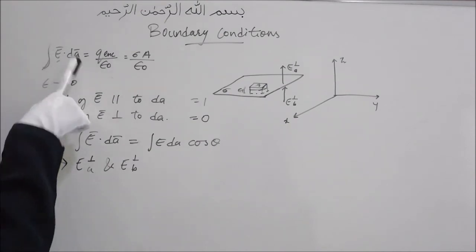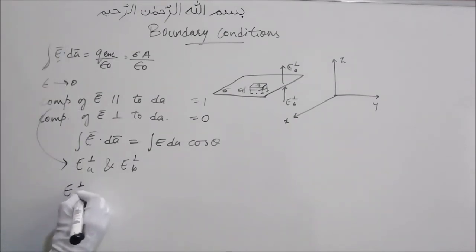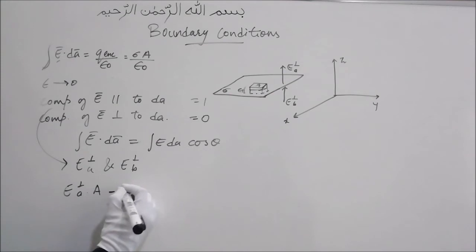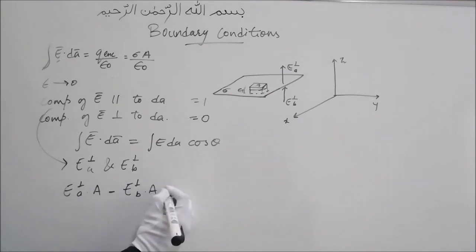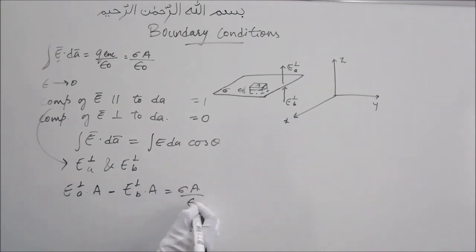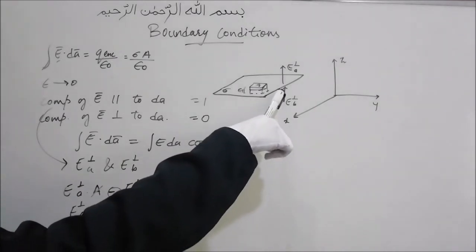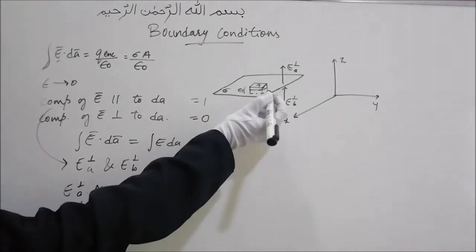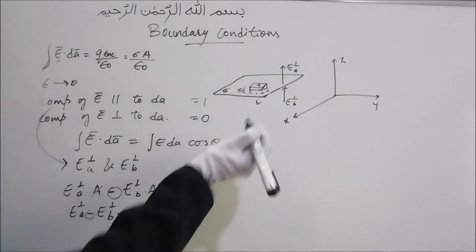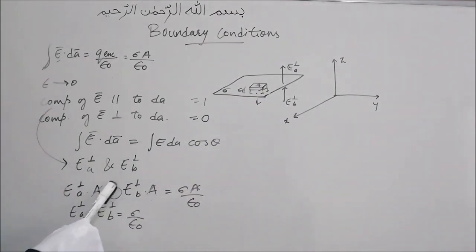Now put this value in here and we'll have E perpendicular above into area minus E perpendicular below into area is equal to sigma area divided by epsilon naught. A and A cancel out, and we'll have E perpendicular above minus E perpendicular below is equal to sigma upon epsilon naught. Now this negative sign comes here because E perpendicular below is in upward direction and the area for the bottom surface is in downward direction. These both are in opposite direction, that's why we are having a negative sign here.